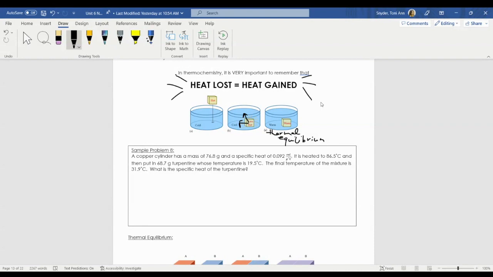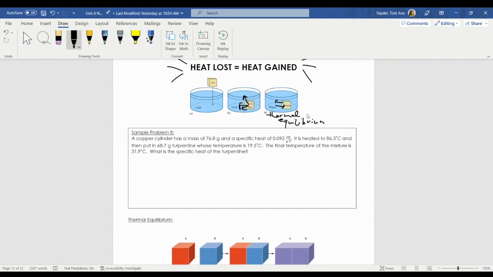So if we think equilibrium, it's when the rate is the same in both directions. The amount of heat that this warm metal is giving to the water is equal to the energy that this water is giving back to the metal. It is the same amount of energy. When I put this hot metal in, this is not at equilibrium because all of this energy is going to the water. It's at equilibrium when the energy is the same in both directions.